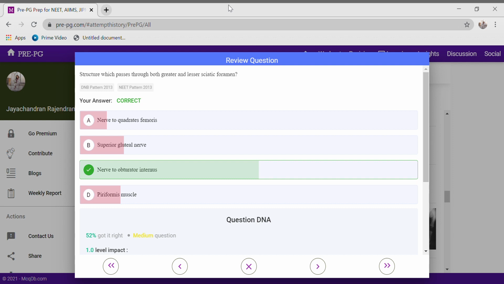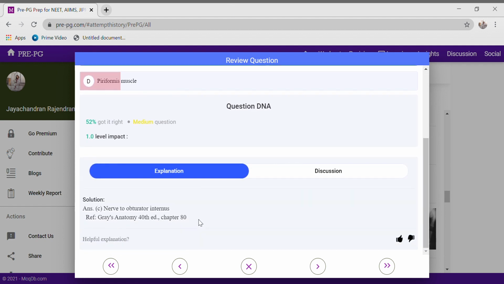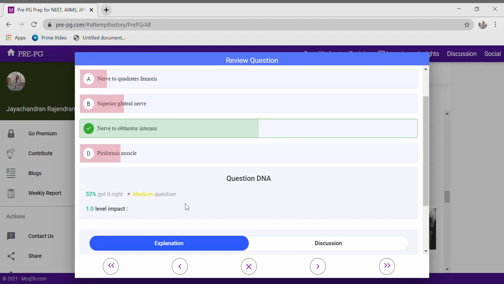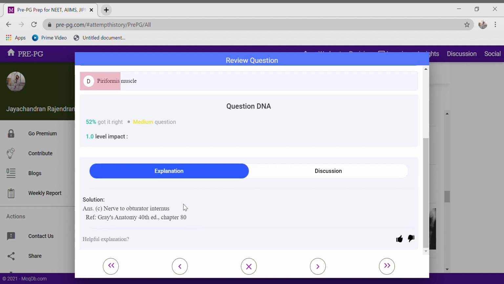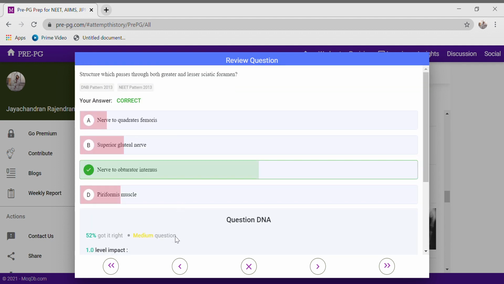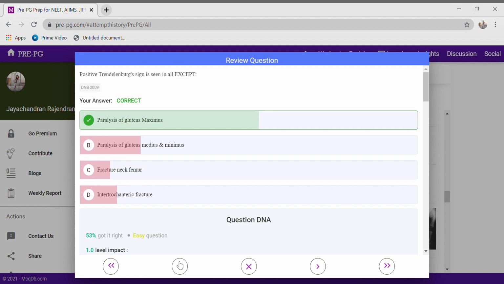So, the structure which passes through both the greater and lesser sciatic foramen. This is an important MCQ, always asked. So obturator internus is a structure which passes through both the greater and lesser sciatic foramen. Okay. Now to the obturator internus.